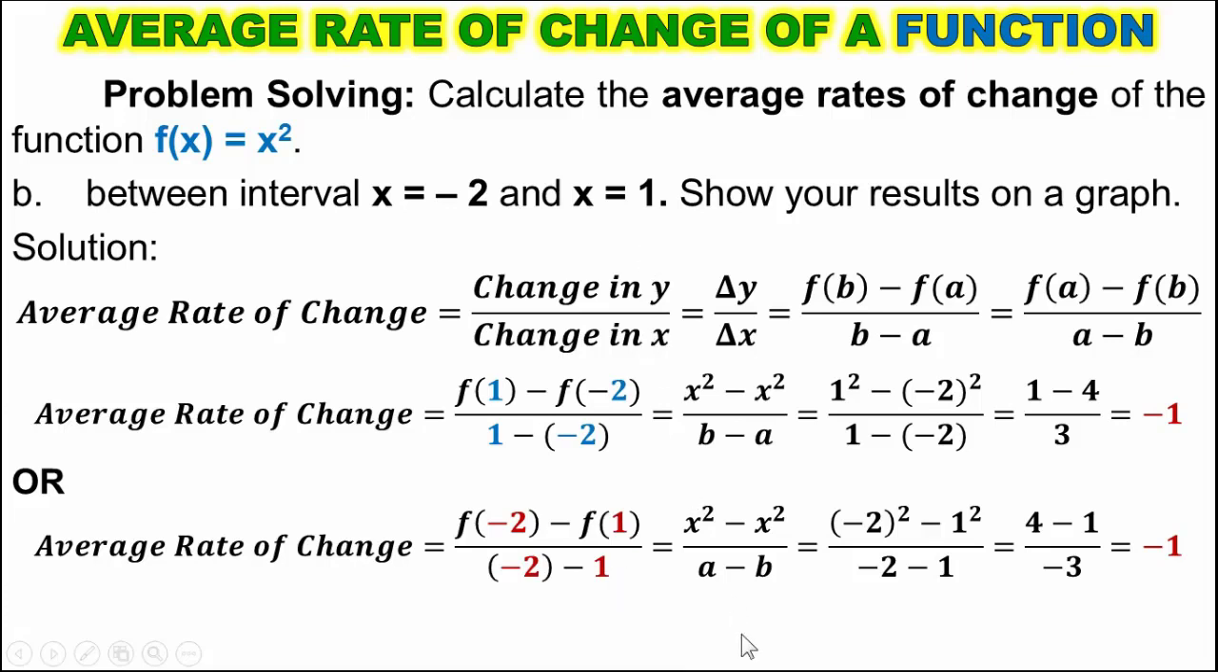Next, we use the definition of the function, x squared. We plug in negative 2 and it will replace the variable x and it will become quantity negative 2 squared. We plug in the value of 1 and it will replace the variable x and it will become 1 squared. The computed results, and the quotient is negative 1, which is a negative slope.